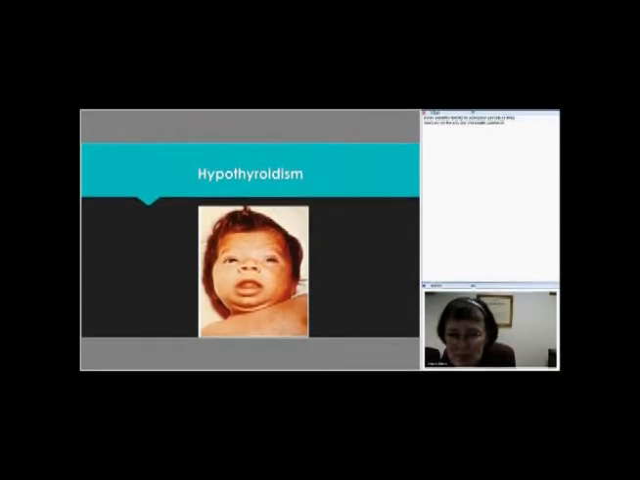Here's a little baby with hypothyroidism. You can see everything looks a little puffy on this baby, and his tongue looks like it's ready to stick out. It's also called cretinism, just due to a lack of thyroxine in his system. So if he doesn't get treated within 3 months, he'll begin to deteriorate intellectually. So it's really important to pick that up early.